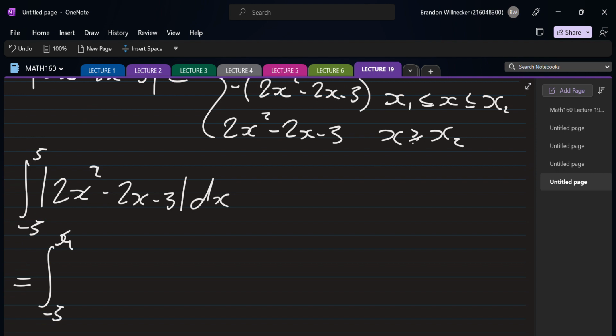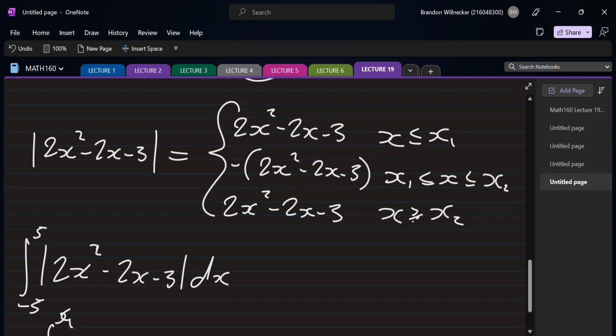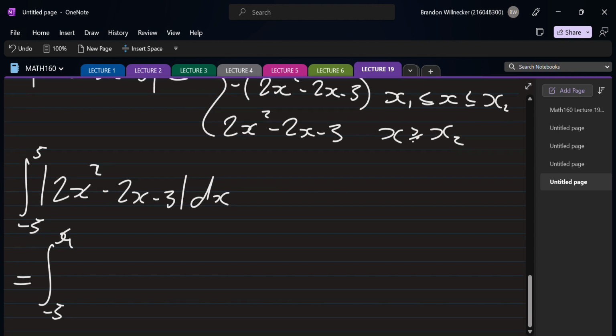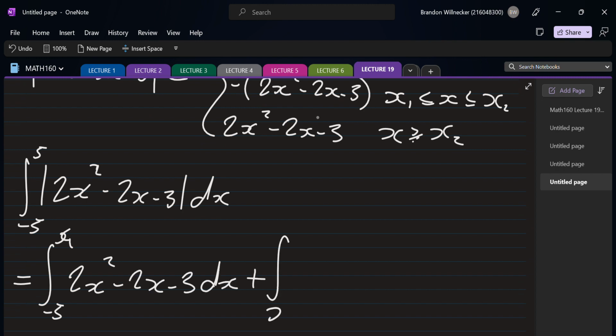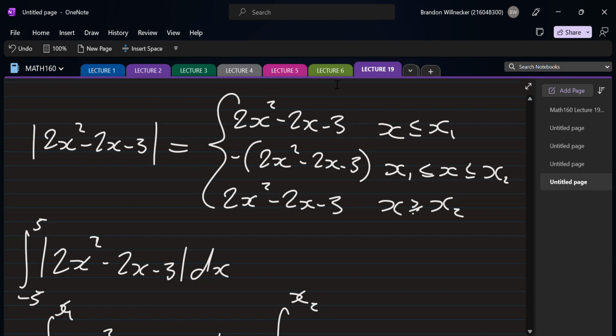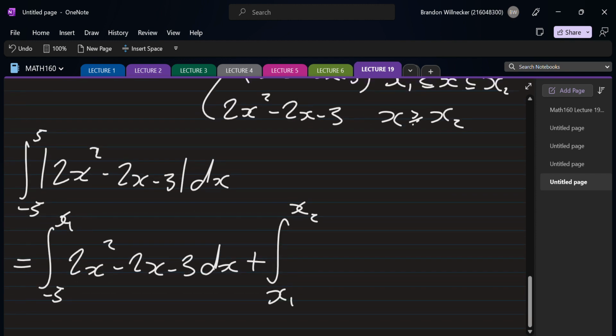Let's just call that x1. And we look on the right-hand side here, we need to take this first part of the function, 2x squared minus 2x minus 3, plus the integral from x1 to x2. So that is that middle bit here. So here we need to put a minus sign in front. So let's do that.